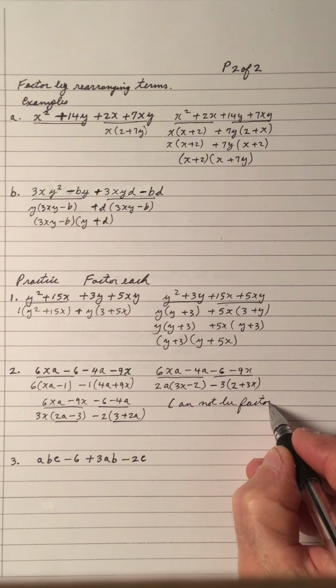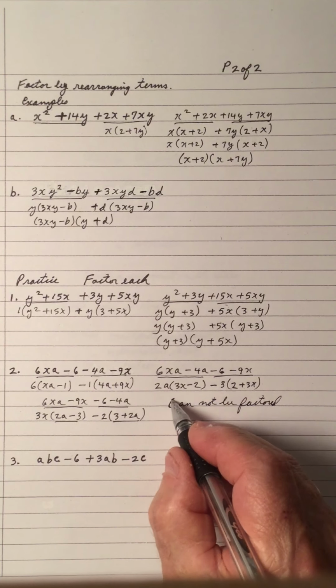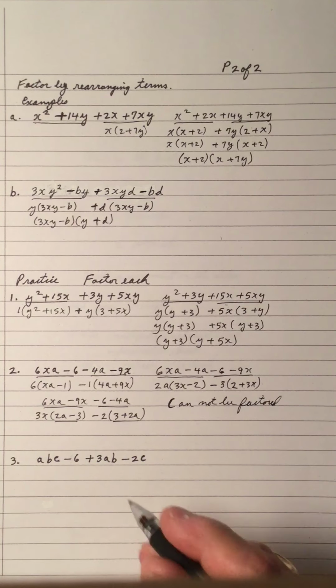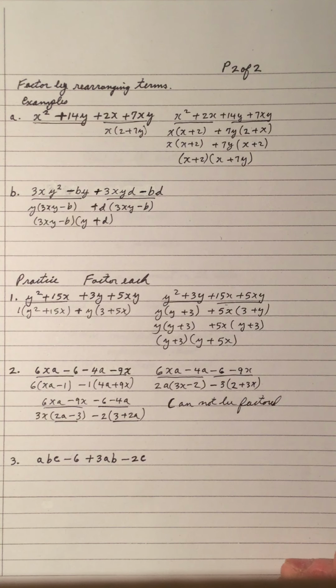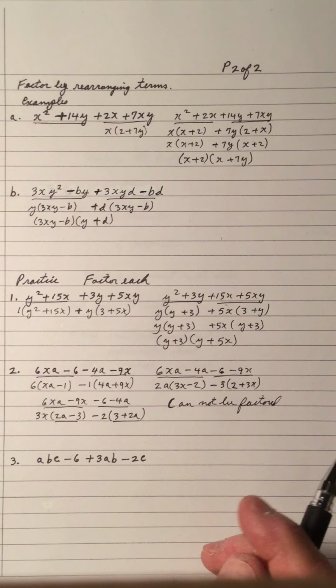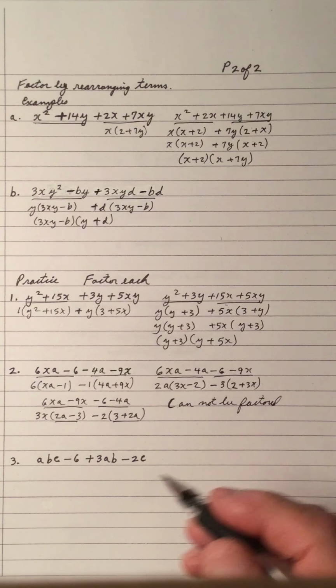And that happens at times, just because there's 4 terms. You might have to say that sometimes on a quiz, they put down problems which can't be factored. You just got to say cannot be factored, and you get full marks.